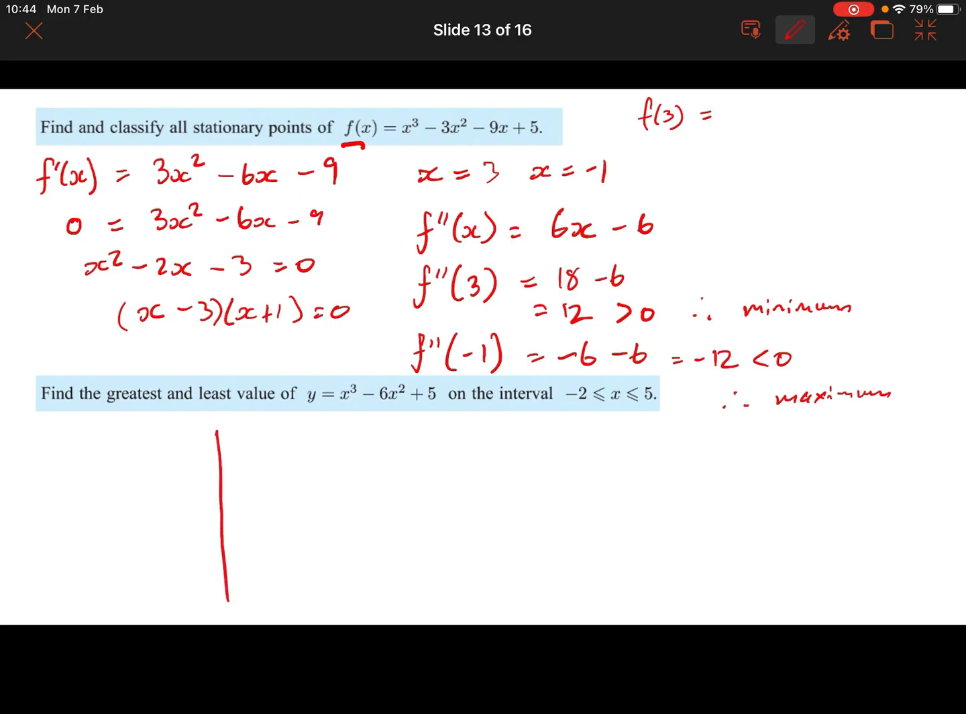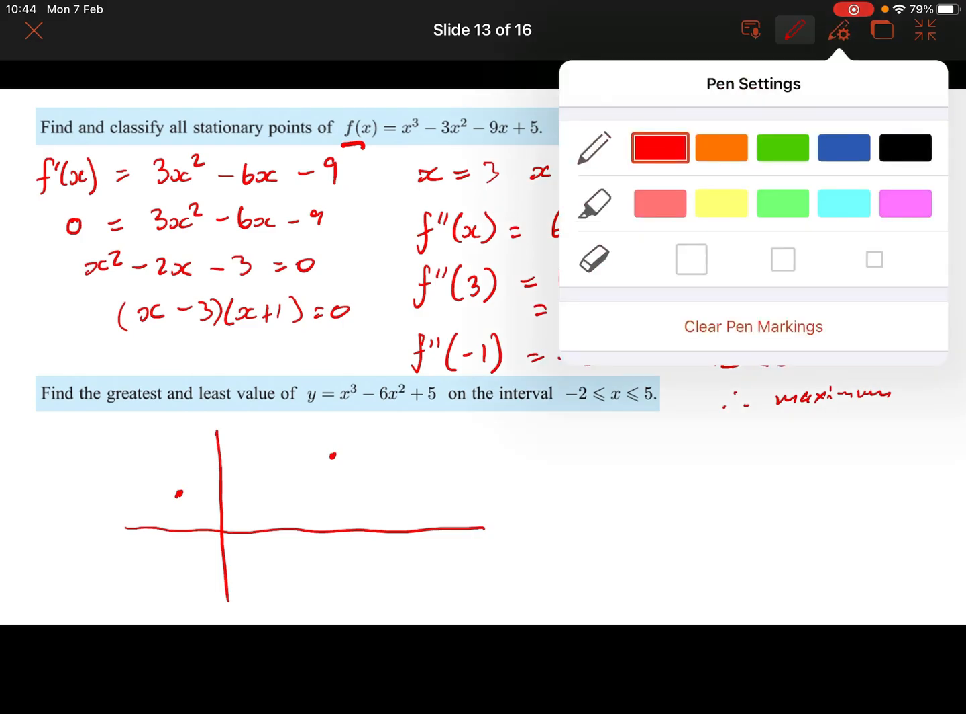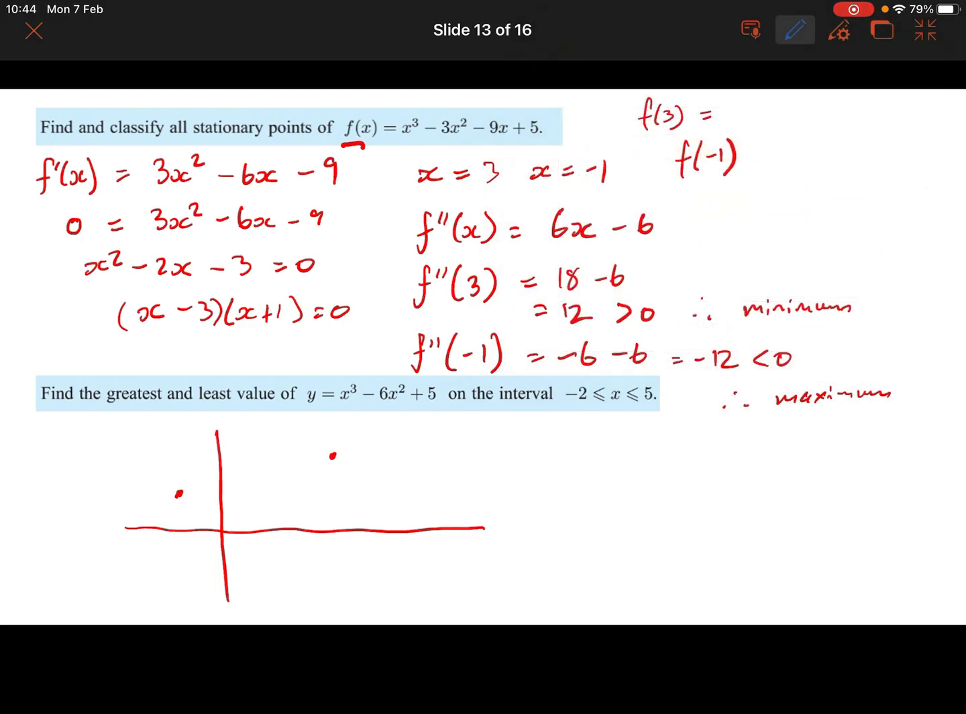Let me just sketch it. One stationary point at negative 1, something. I'd sub that in and find f of negative 1. Who knows what it is? It's probably somewhere like here. And then at x equals 3, I have a minimum. Maybe my y value is about there, I don't know. So I have a maximum, I have a minimum.